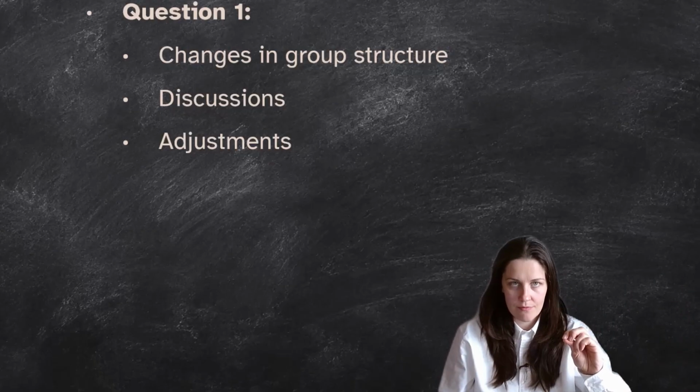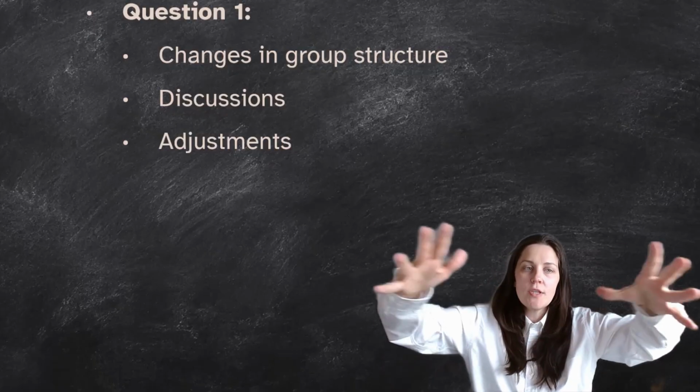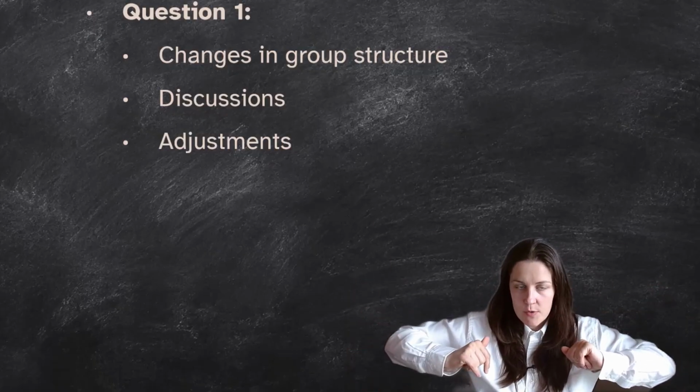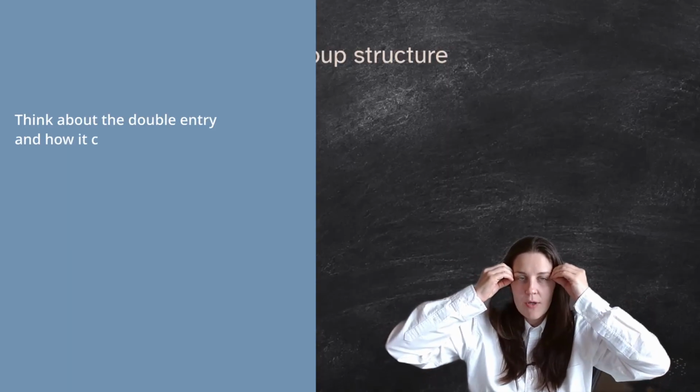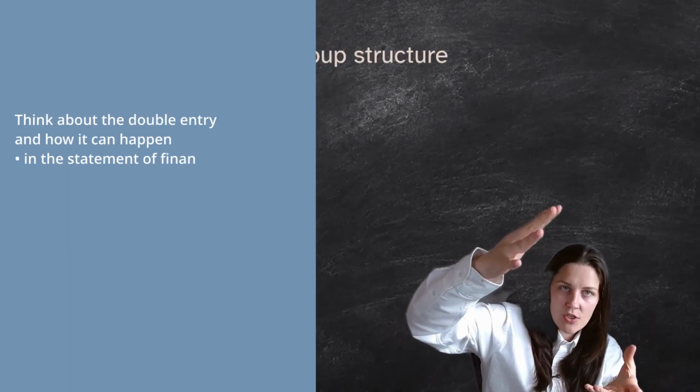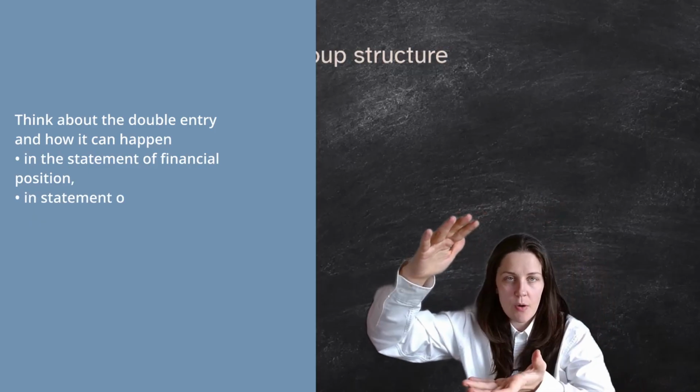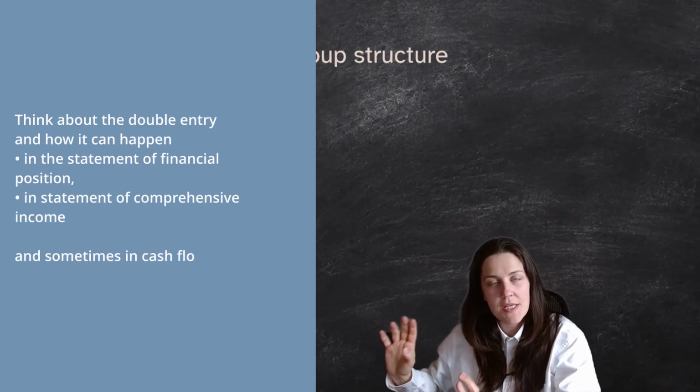So with all the topics about changes in group structure, think about the double entry and think about how it can happen in the statement of financial position, in the statement of comprehensive income, and sometimes in the cash flow statement.